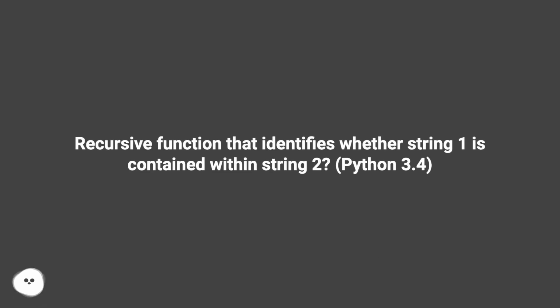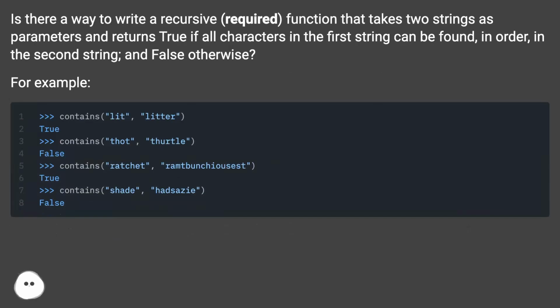Recursive function that identifies whether string 1 is contained within string 2. Python 3.4. Is there a way to write a recursive, required, function that takes two strings as parameters and returns true if all characters in the first string can be found, in order, in the second string, and false otherwise?